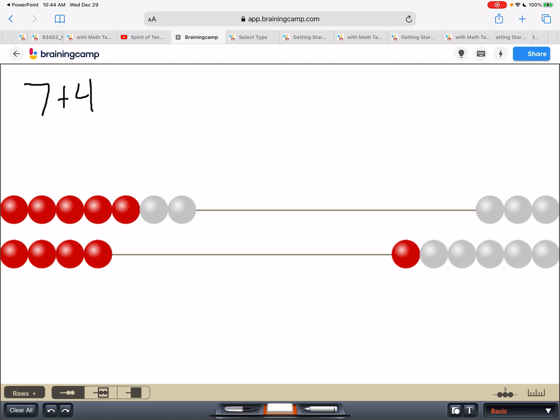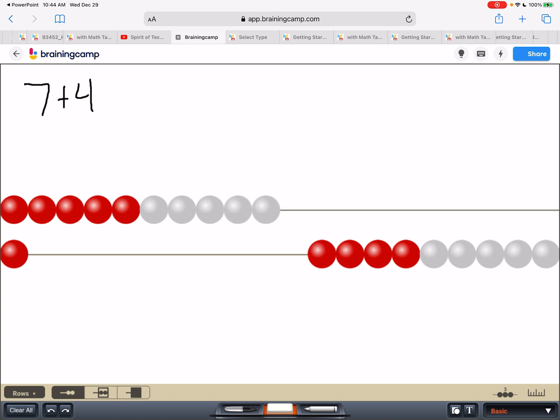So to get there, I might take these 3 from the 4 and move the 3 to the top to now make a new problem, which is 10 and 1, which is a much friendlier problem, and I know that is 11. That is using get to 10.